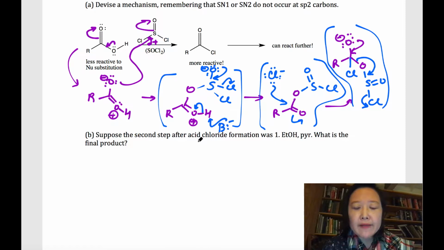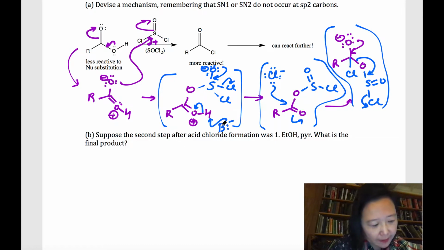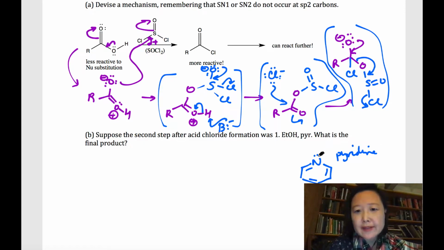Suppose the second step after acid chloride formation was ethanol and pyridine. What is the final product? So I mentioned sometimes we use a non-nucleophilic base. It's a bulky base, so it's not likely to attack anything nucleophilically. This is pyridine. PYR sometimes is how it's abbreviated.